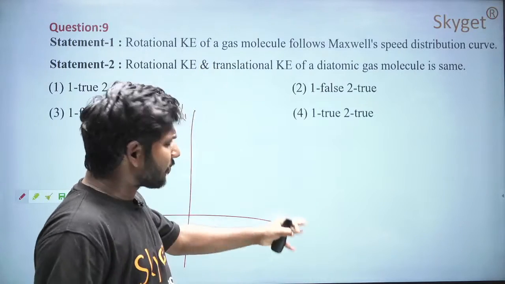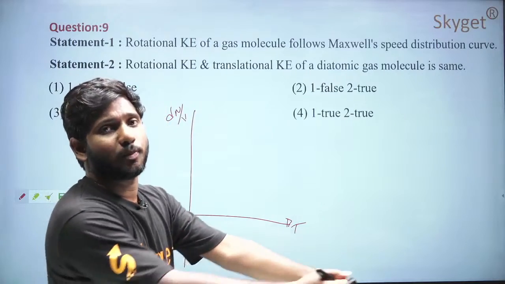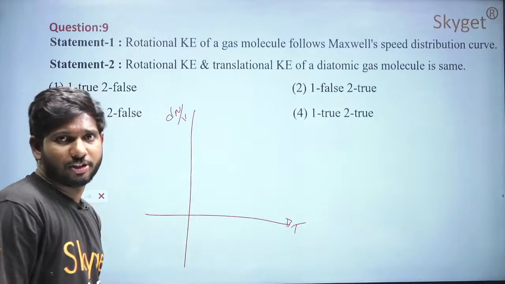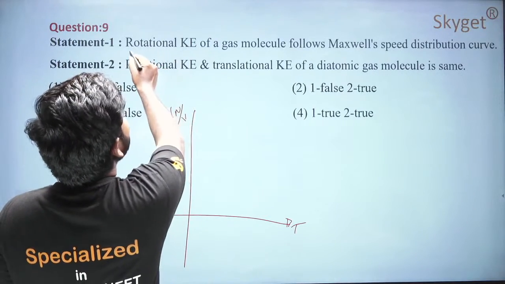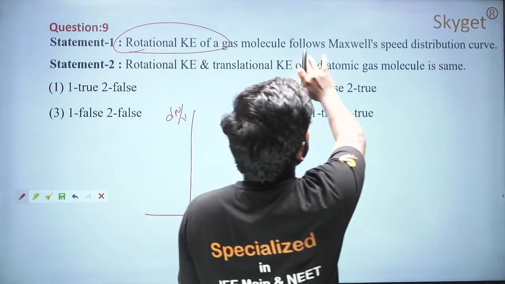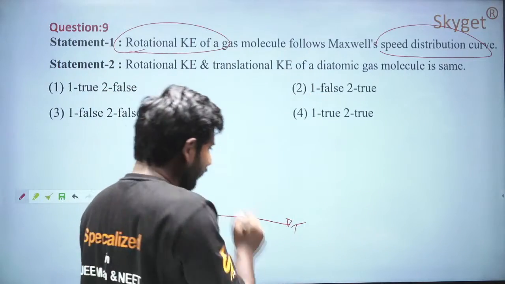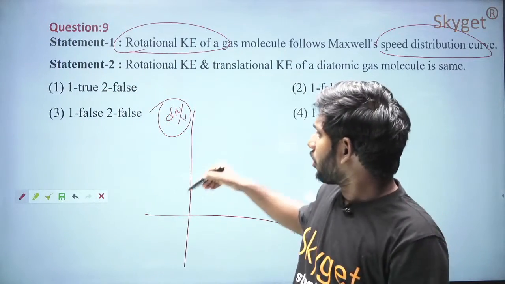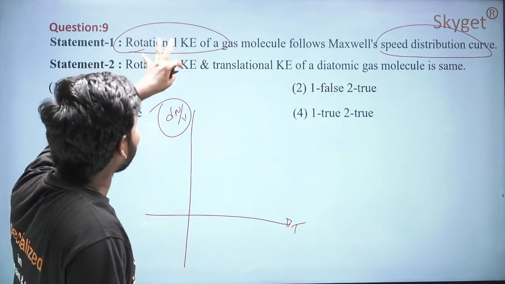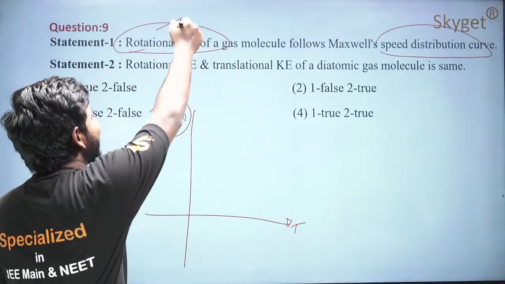So temperature means you can consider kinetic energy as well, because kinetic energy is proportional to the temperature of the molecules. So he has given this distribution, students. But here the statement is about rotational kinetic energy of the molecules with the speed distribution curve. No, he gives the number of molecules with temperature and also the speeds of the molecules. So Maxwell does not describe the rotational kinetic energy of a gas molecule, students.